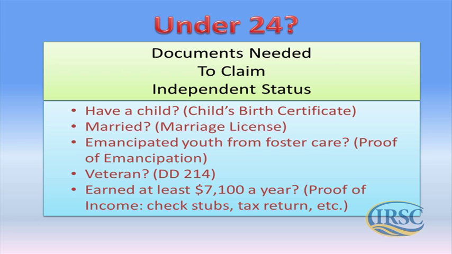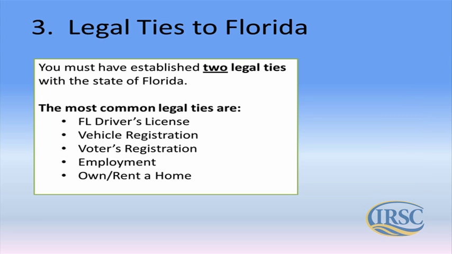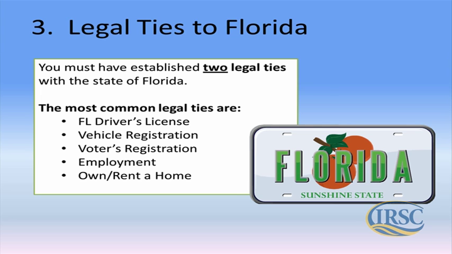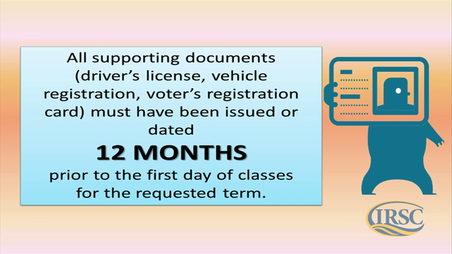If you earned at least $7,100 a year, you will need to provide proof of income, such as check stubs or a tax return. Also, you must have established 2 legal ties with the state of Florida in the past 12 months. The most common legal ties are Florida's driver's license, a vehicle registration, voter's registration, proof of employment, or whether you owned or rented a home. All supporting documents, driver's license, vehicle registration, voter's registration card, must have been issued or dated 12 months prior to the first day of classes for the requested term.